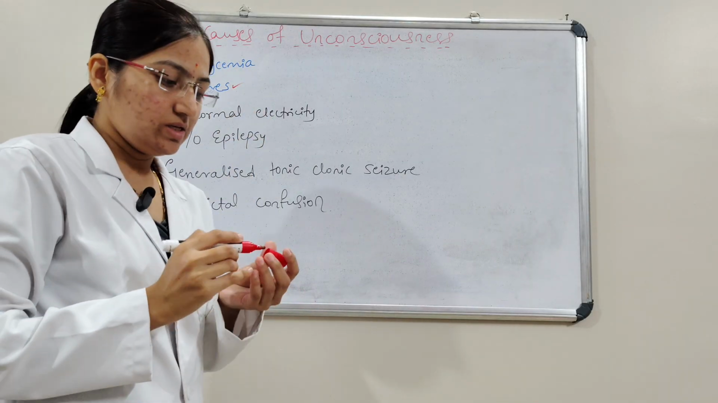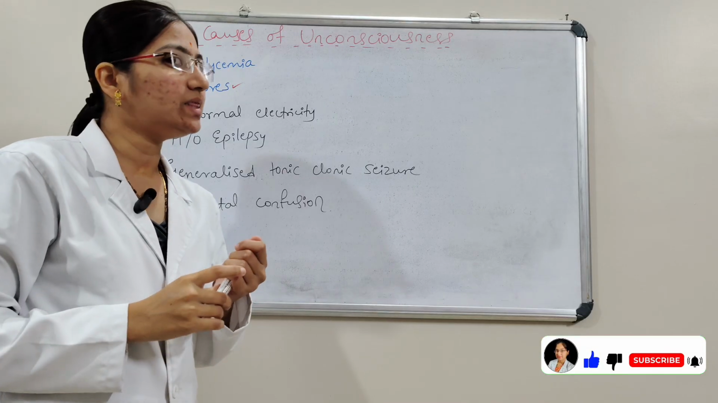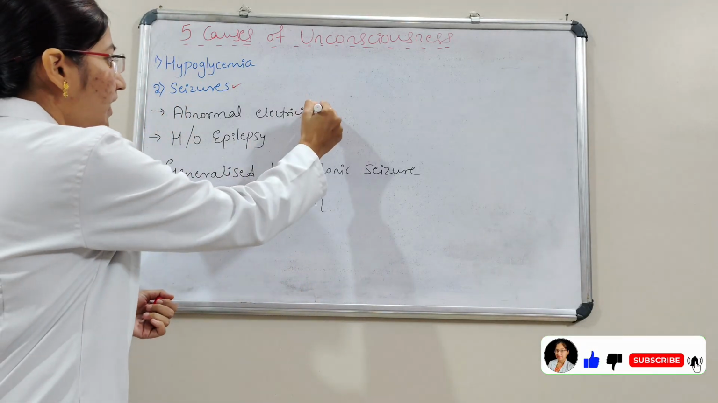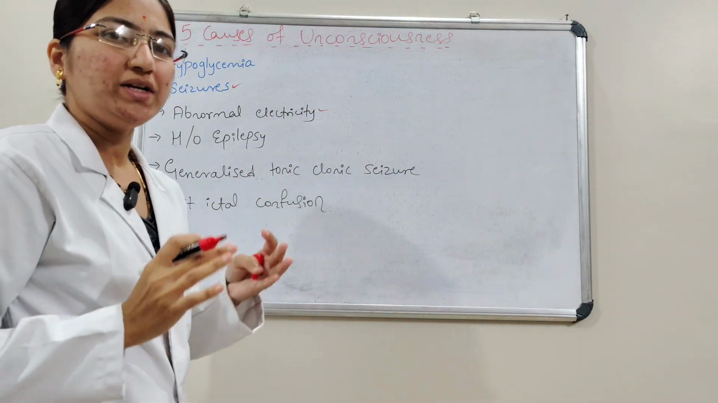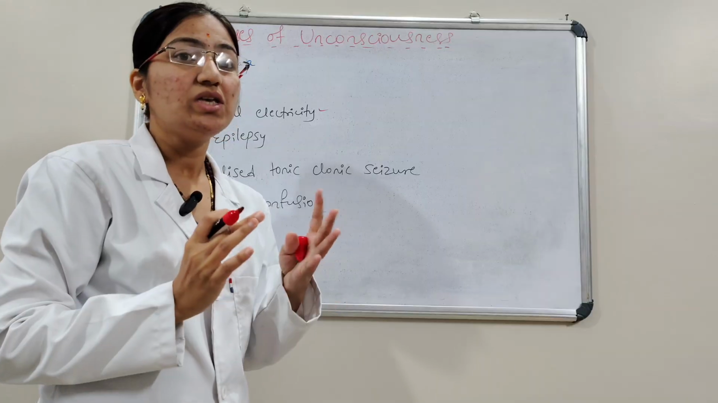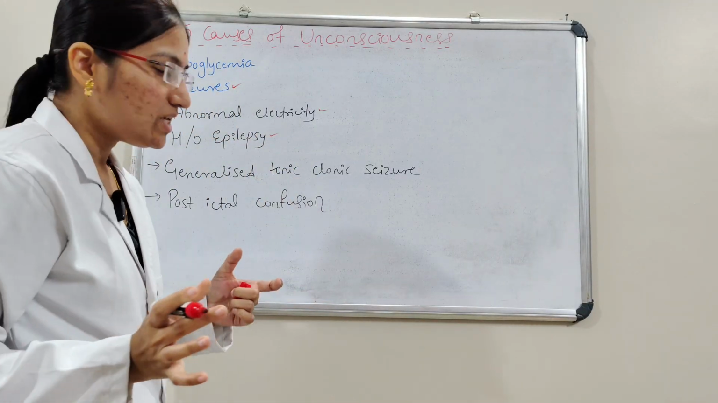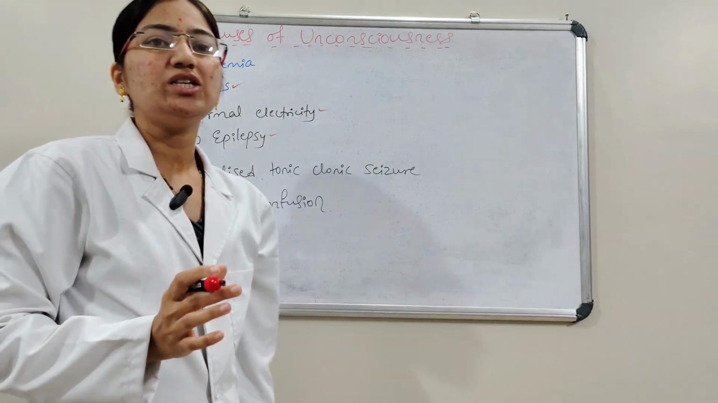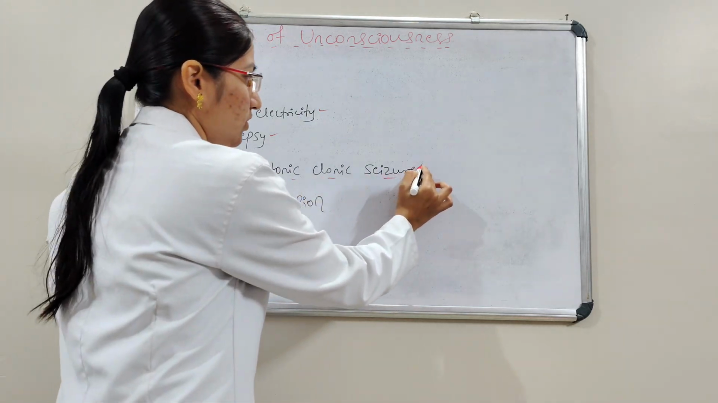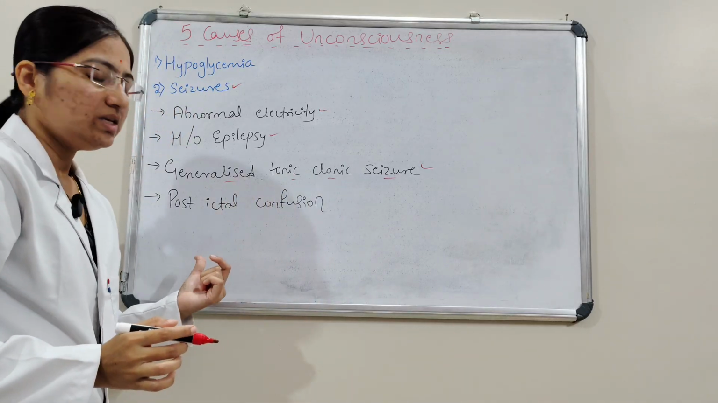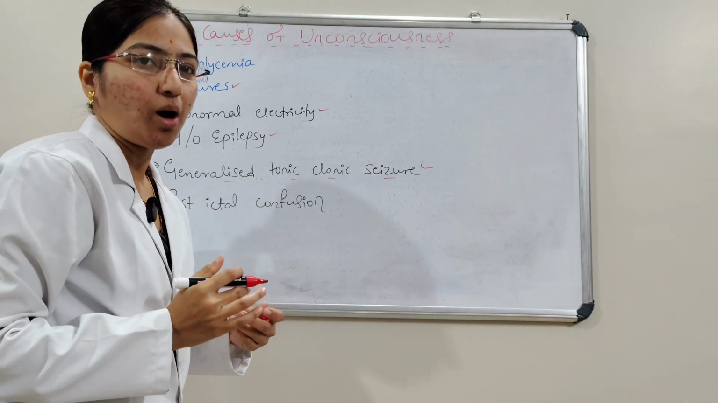Then see the second cause, that is seizures. Here seizure is nothing but abnormal electrical activity in the brain. And then here you get an important clue: the patient has a history of epilepsy. This unconsciousness is more common in generalized tonic-clonic seizure. And here we can see post-ictal confusion or drowsiness is more common.